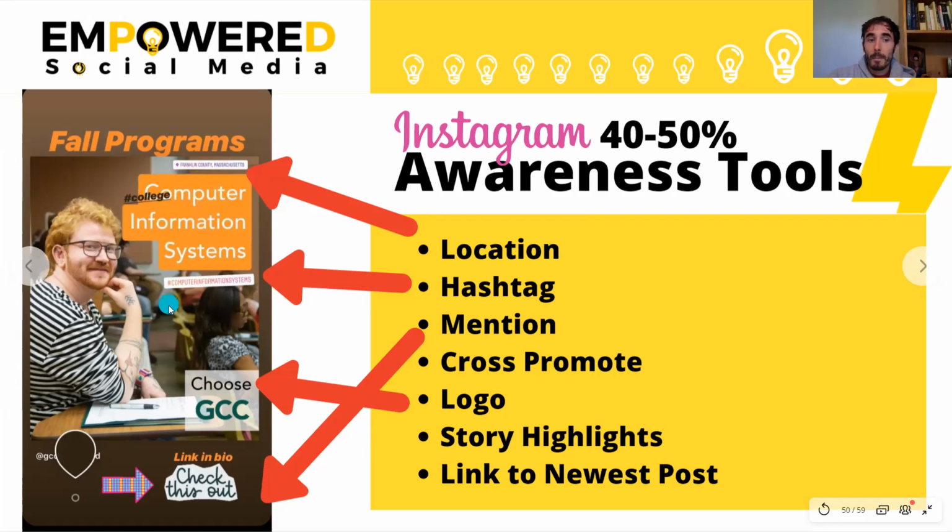You have hashtags. People follow specific hashtags. Some have hundreds of followers, some have thousands, some have millions of followers of specific hashtags. So they follow a hashtag, they don't follow you, and they could see your content.